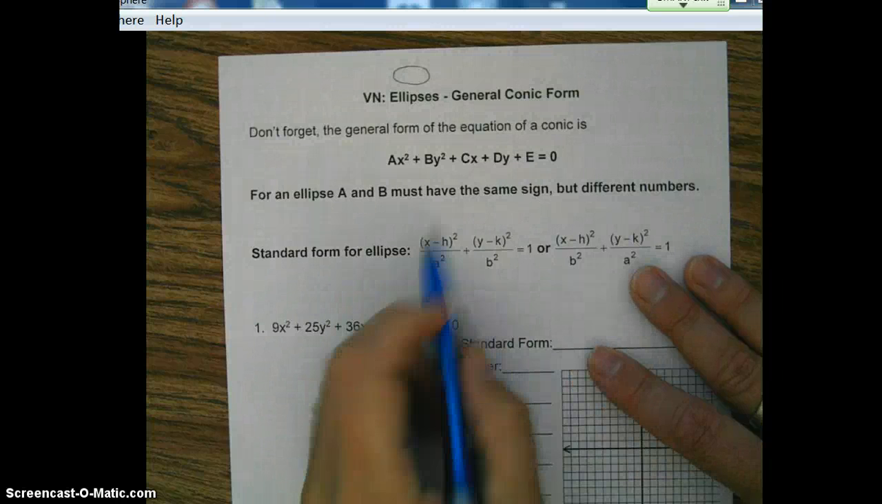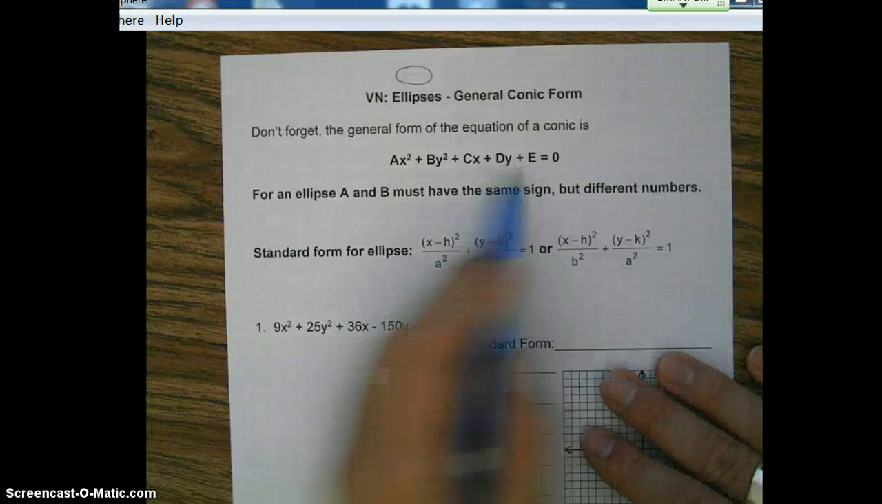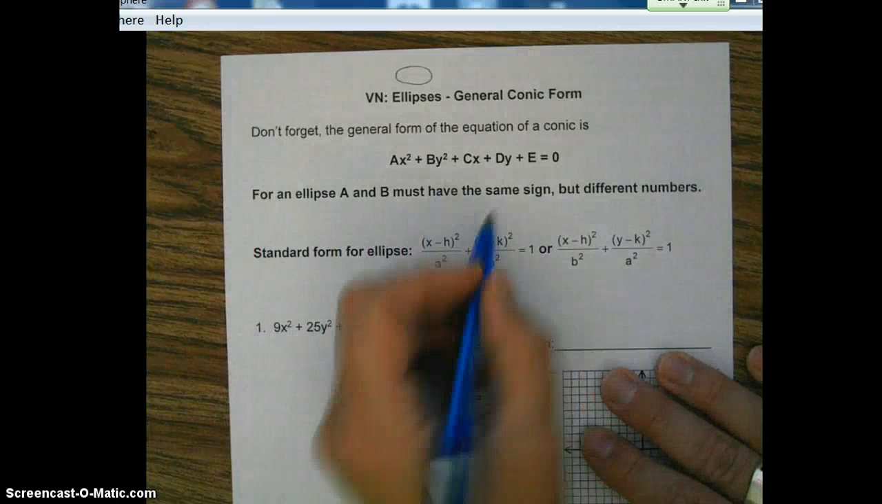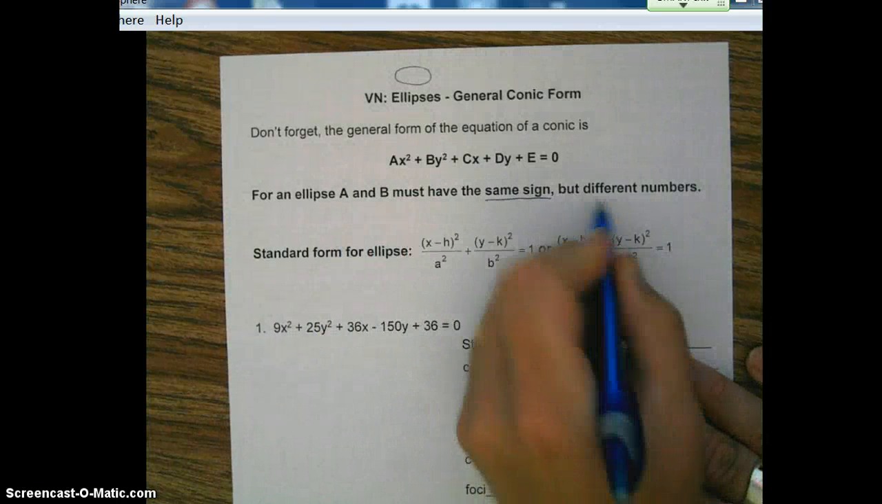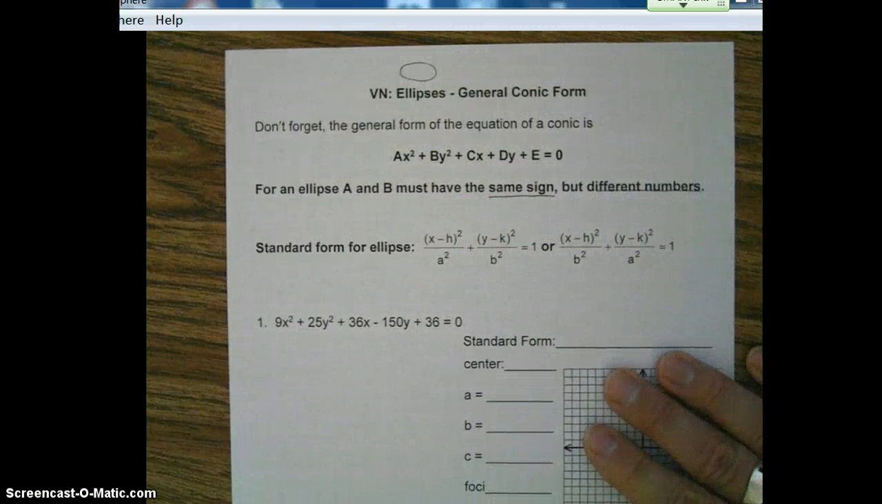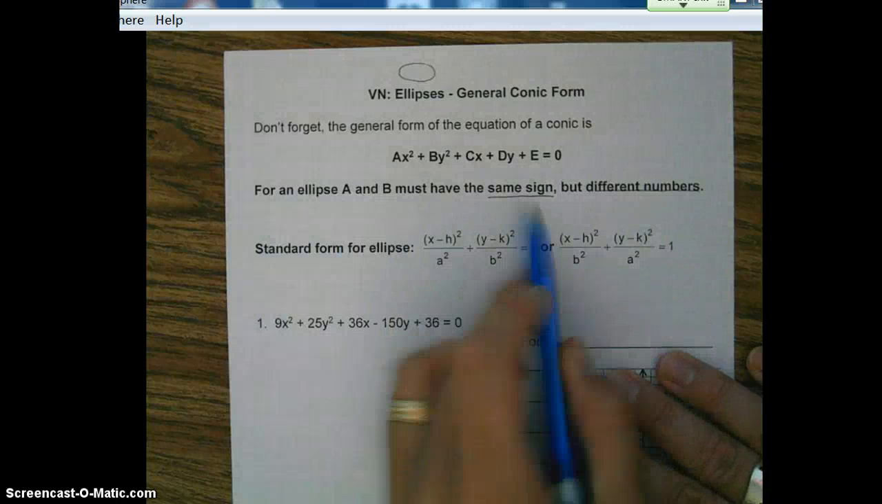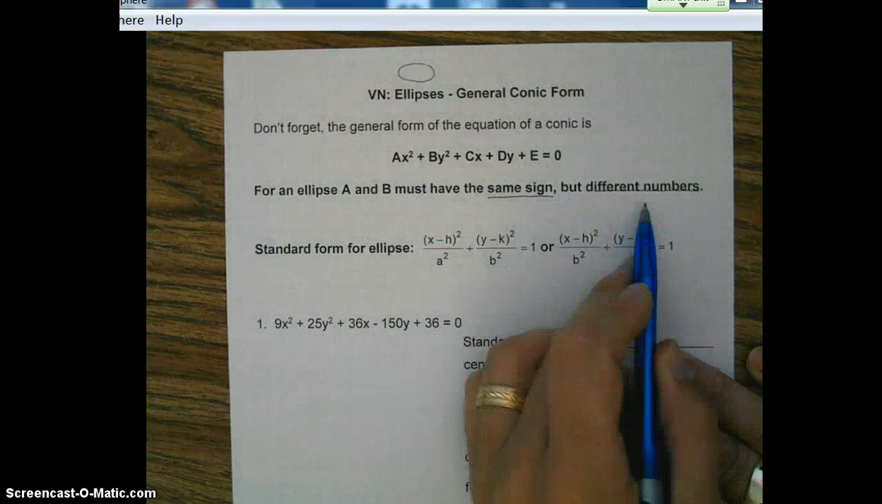So first of all, let's look at the general form. For an ellipse, A and B must have the same sign, but they must be different numbers. Now compare that to a circle. Remember that for a circle, they have to be the same sign, same numbers.